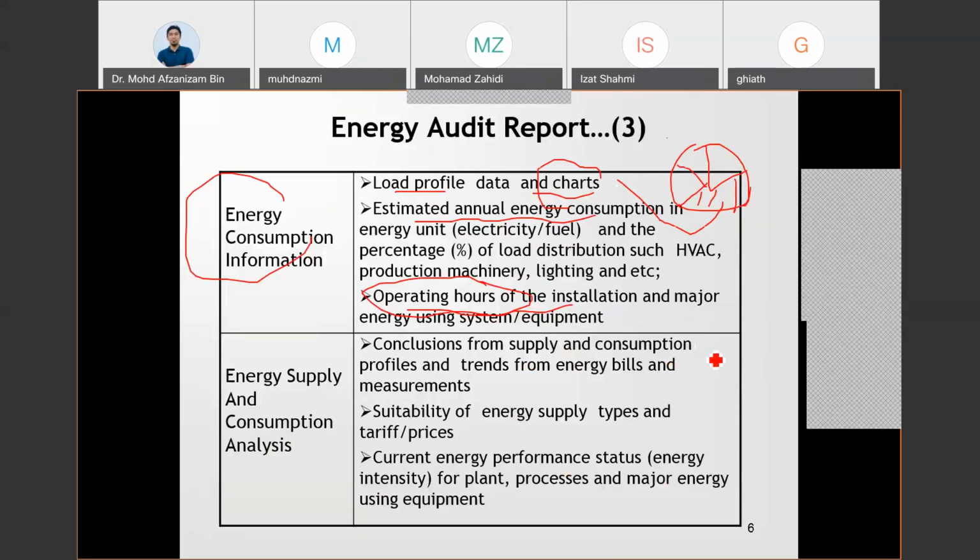Okay, or else what we are afraid of is giving a summary or report that contradicts the actual or normal approach or behavior in the plant or in the organization. Any supply and consumption data or analysis, conclusion from supply and consumption, suitable energy, okay, current energy performance. So it depends how you want to demonstrate this one. But basically, you need to put the historical data before the improvement so that you can have the evidence. What is your recommendation, or has your purpose successfully been achieved?